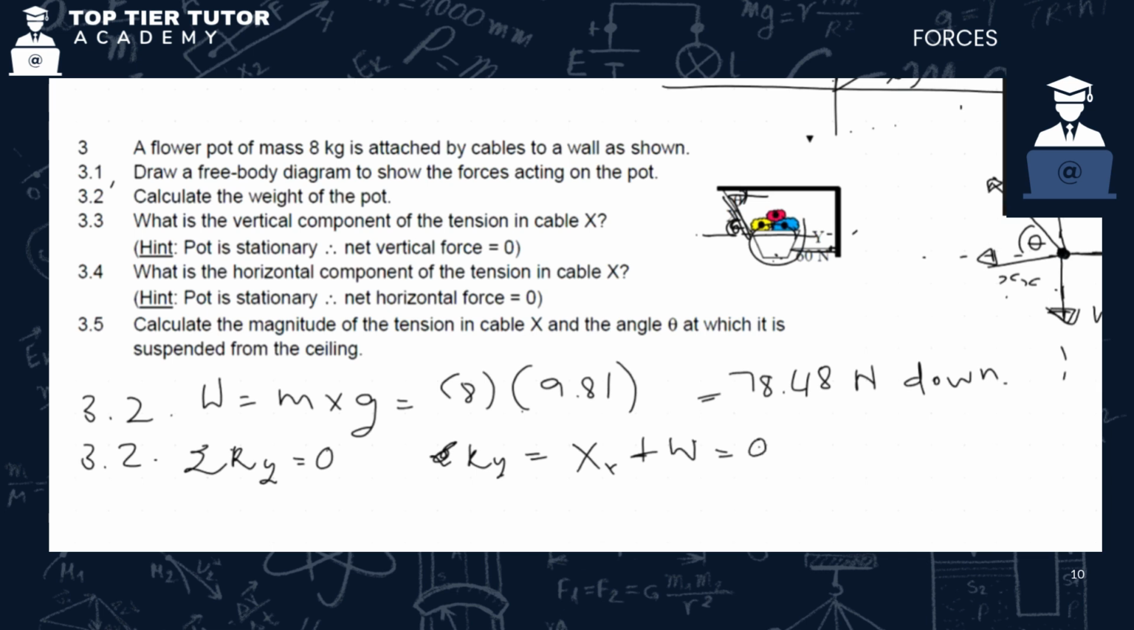Okay? So the weight has a value since we said it's going down, and we're going to choose going down as negative. It means that the value here would have minus 78.48. And therefore, our vertical component of x will be 78.48. It's a positive value, telling us that the component is going up, and it has a magnitude of 78.48.